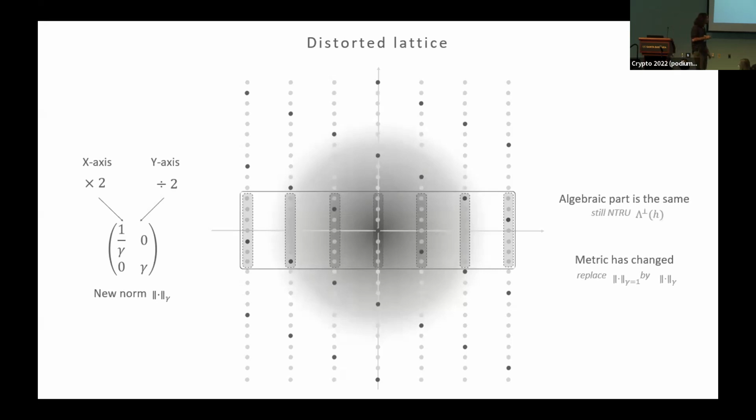It's still an NTRU lattice, so this lambda perp h. The equation is still the same. H is still j over f mod q. Everything works exactly similarly for the algebraic part, but the metric under which I'm looking at the lattice has changed. So basically, the way I'm embedding my lattice points in the R to the n space is different.